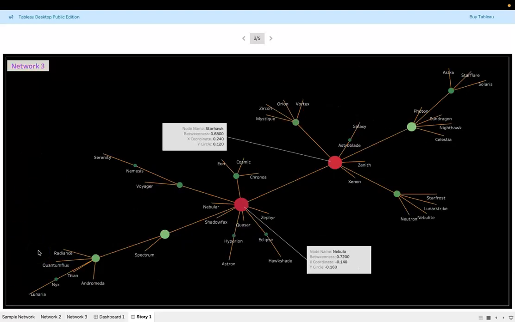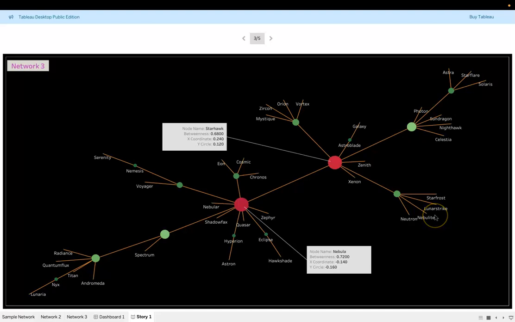All right, let's take a look at network 3, which has a very different structure. Here, the entire network is organized around a small number of extremely dominant nodes. The most important is Nebula, which has a very high betweenness value of 0.72. Next is Starhawk, with a betweenness value of 0.68. I guess also important would be Quantum, which visually acts as another major hub connecting multiple branches.